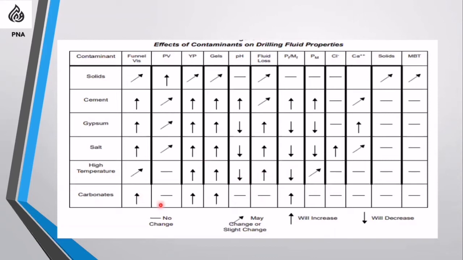Carbonates also will increase our viscosity and increase our BF and MF, but will not increase the BM, will not change the pH. So this will be carbonate contamination. From BF and MF, we can know if it's carbonate or bicarbonate, depending on the values of BF and MF.